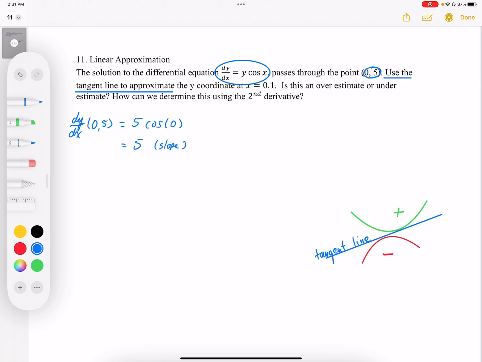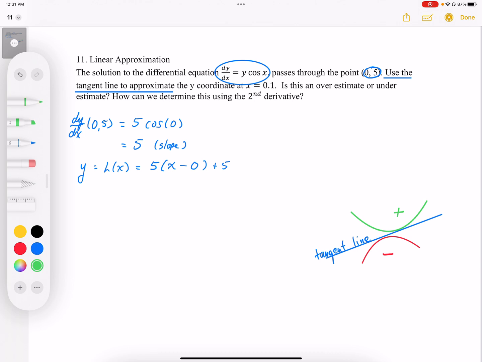Once I have my slope, I have my tangent line equation, which I'll call y, or we could call L of x, either or. I'm just going to say y equals L of x. And that's going to be my slope times x minus 0, and then my point, plus 5. Okay, so there's my tangent line.